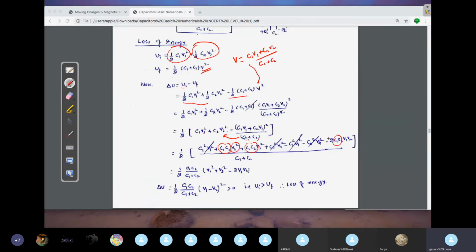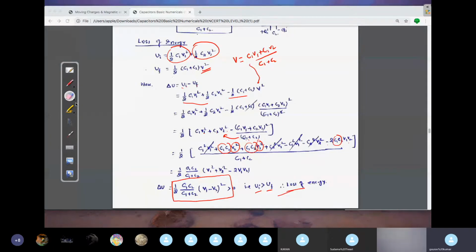V1 square, and then you have V2 square, and then you will have minus up to V1 V2. It means V1 minus V2 the whole square. What you can see here? You are getting greater than 0 now. Greater than 0 means what? Energy is lost. U is greater than UF, therefore energy is lost.